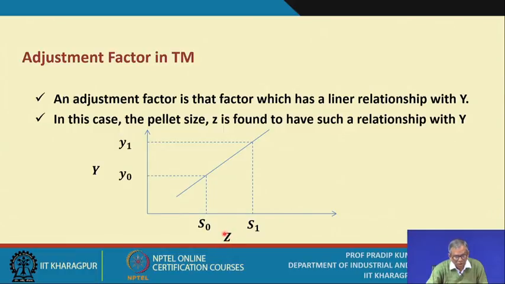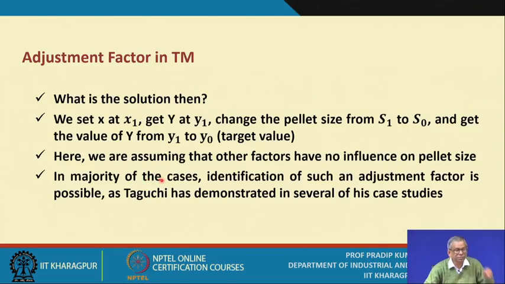Is it okay? So for a value of z, say S0, that is the pellet size, it has a linear relationship, so you get a value of y0. And then if you change the pellet size from S0 to S1, and use the pellet size of S1 in the extrusion process, the wire drawing process, you get a value of, say, y1. So your target is y0. Is it okay? So with the help of this adjustment factor, how do you get the solution?